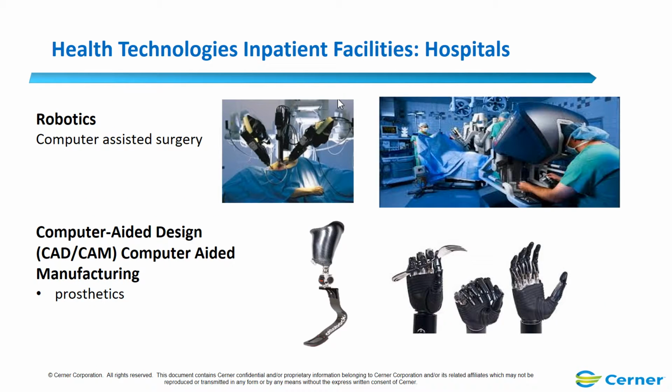As we continue with health technologies in hospitals, robotics and computer-aided design and computer-aided manufacturing has come a long way. Computer-assisted surgery, this is where robots are used in complicated surgery. And as you can see from the screenshot, there is a surgeon, and what he's actually doing is controlling the arms of the robots using technology.